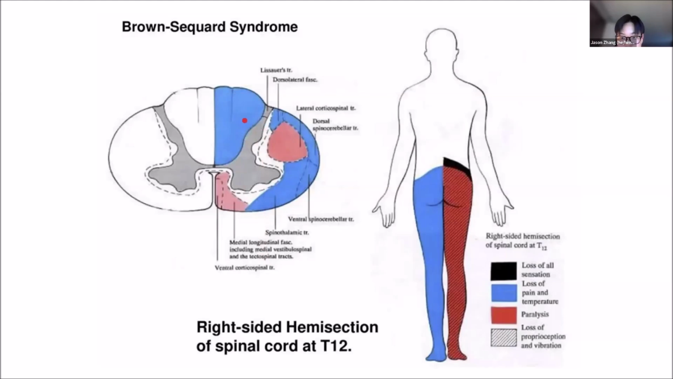But the loss of pain and temperature sensation will actually be on the opposite side, on the left side. That's because the fibers on the left side are trying to cross over to the right at the level of the spinal cord. And since the right side of the spinal cord is being disrupted, it's going to affect the left side of the body in terms of pain and temperature sensation. And that's because the neurons are crossing over in the spinal cord itself and not the medulla. Okay, and any questions about any of that so far?